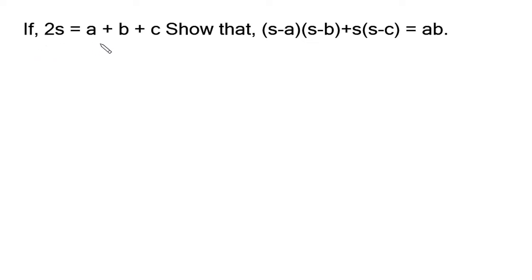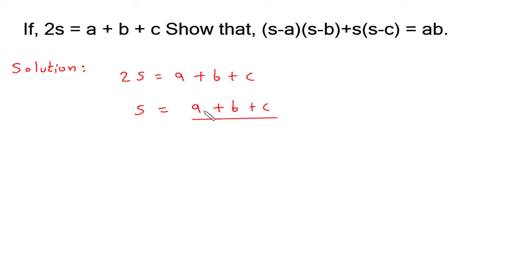If 2s is equal to a plus b plus c, show that (s minus a)(s minus b) plus s(s minus c) is equal to ab. Solution. First we will write what is given. 2s is equal to a plus b plus c. From this we can write s is equal to (a plus b plus c) divided by 2.